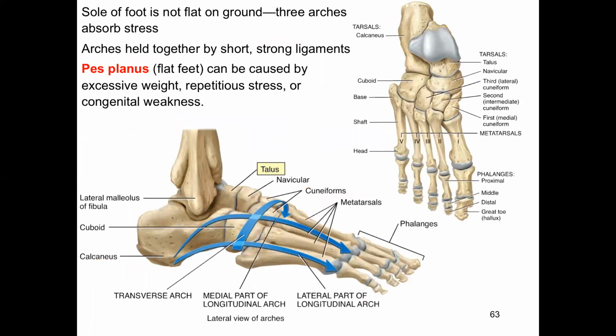Now, you also have curvatures of your foot. You have curvatures of the spine, you also have curvatures of your foot. And if you have lost your curvatures, you have flat feet or fallen arches, which is called pes planus. And here are your curvatures. You're supposed to know what they are. So your transverse arch, and then you have your medial and lateral parts of your longitudinal arches. So you've got these 3 arches, and you're just supposed to know those. If you have fallen arches, that's called pes planus. And this curvature is there to help absorb shock.